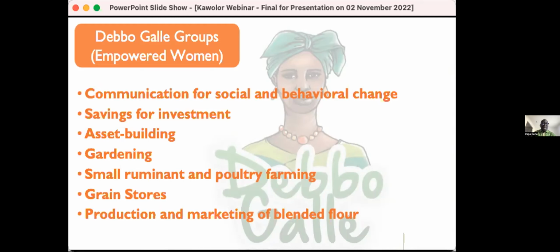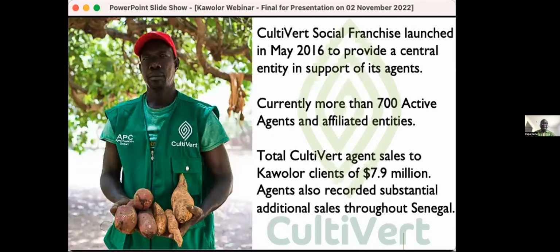The last slide, please, shows Cultivar that I talked about earlier. Cultivar is a social franchise that was incubated by Kawolor, but is now on its own. It started in May 2016. Cultivar provides support to more than 700 active agents and affiliated entities. So it's a pretty dense network of franchisees throughout the zone of intervention.